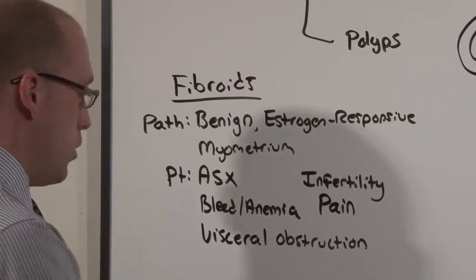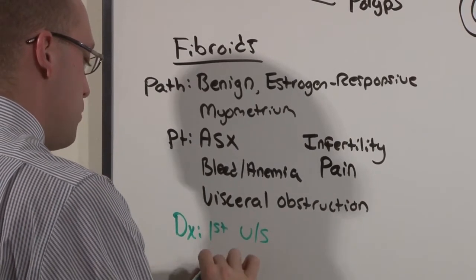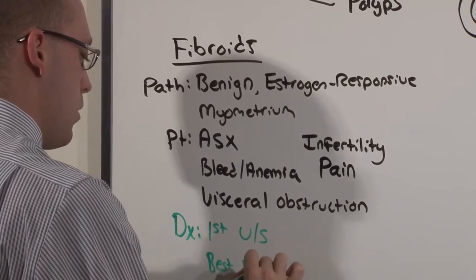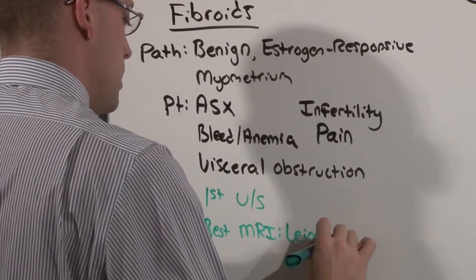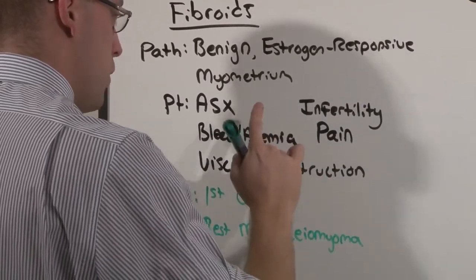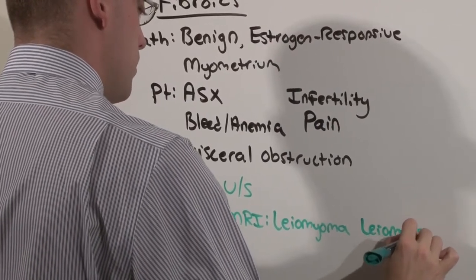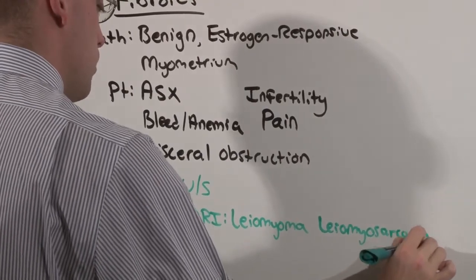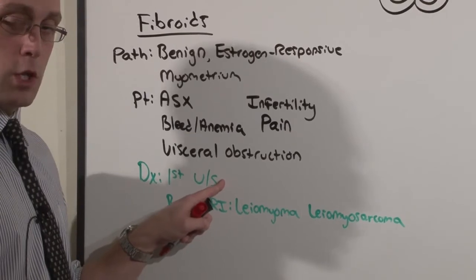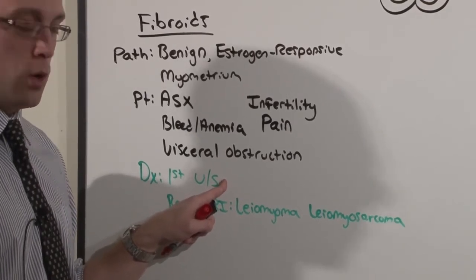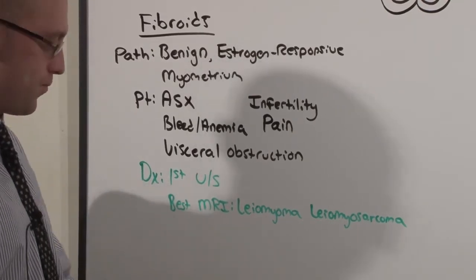The diagnosis is going to be made, because this is OBGYN, first by an ultrasound. But the best test is actually the MRI, because the MRI can differentiate the leiomyoma, the benign estrogen-responsive layer of the myometrium, from leiomyosarcoma, the cancer that comes from the myometrium. So you're going to see the nodular asymmetric uterus on ultrasound. You probably suspected it based on physical diagnosis alone. You confirm it with an MRI. You do not have to biopsy fibroids.